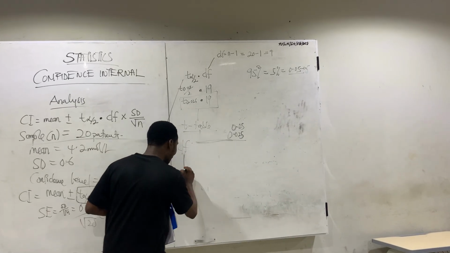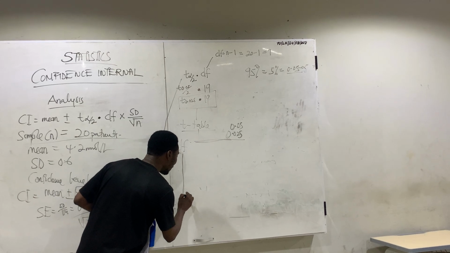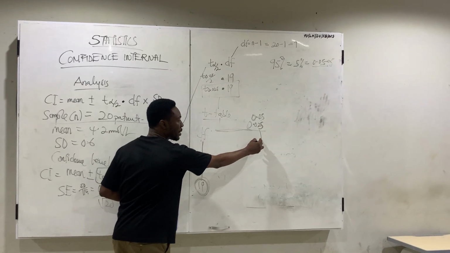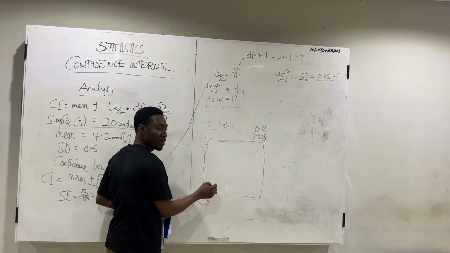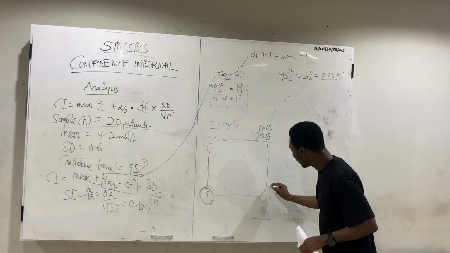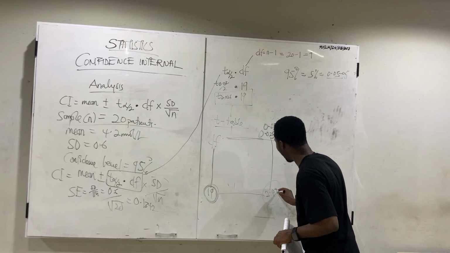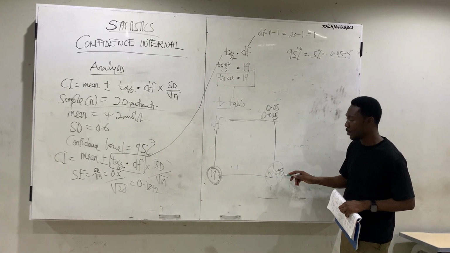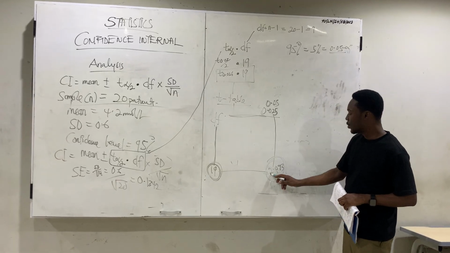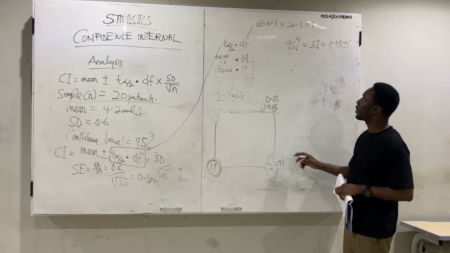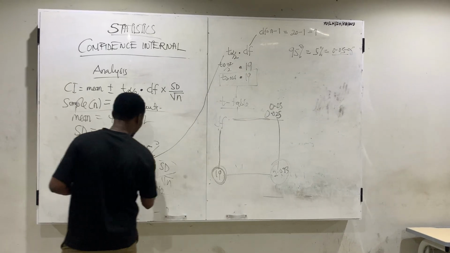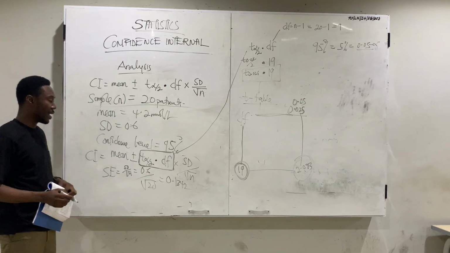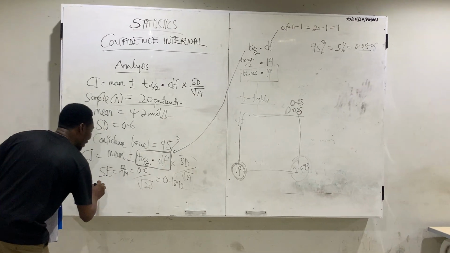Then you come and trace where we have df 19. You stand on where we have df 19 and look out for where we have 0.05 and 0.025, and trace where they meet. You notice that on the t table, they will meet at 2.093. All it means is that the t value is 2.093. Is that okay? Good. So this whole part of the formula, the answer is 2.093. Now you can calculate the margin of error.